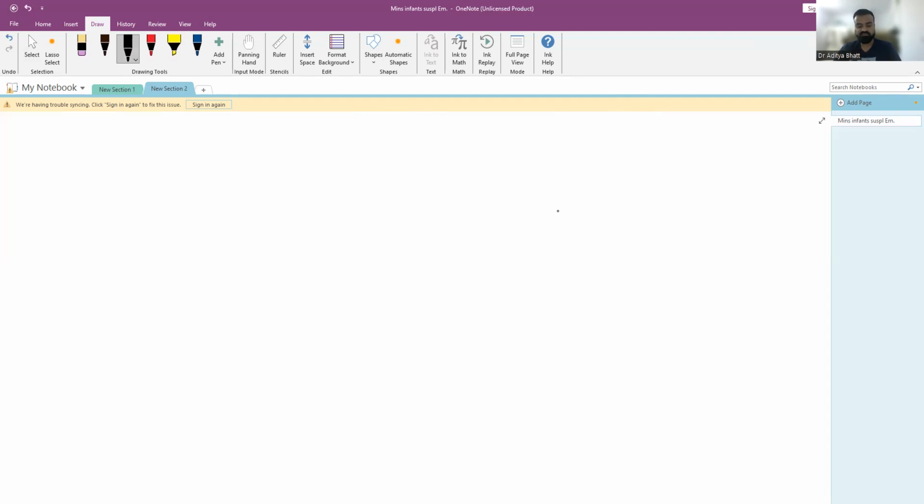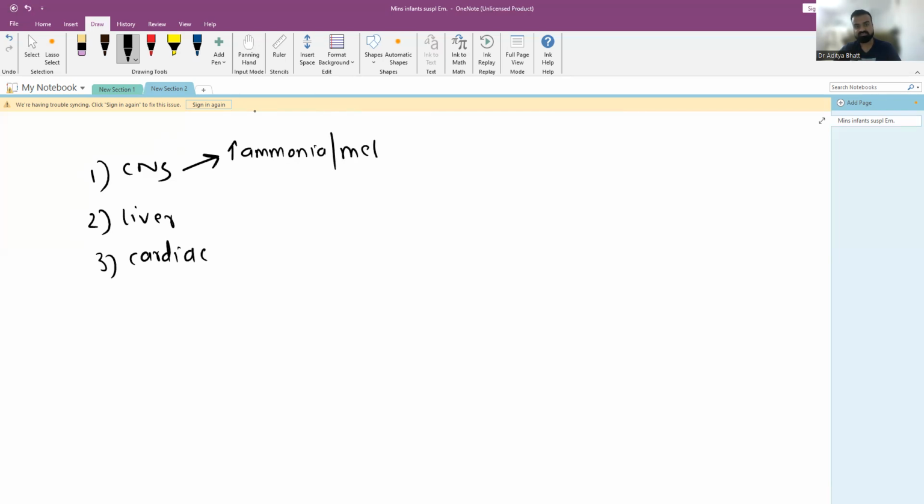Okay, so the three common systems that we are worried about are the neurological clinical features, liver clinical features, and cardiac clinical features, because these are the ones that are acutely detrimental. Even the renal system might be included in the list. Usually the CVS is affected by conditions which have hyperammonemia, or metabolic acidosis.